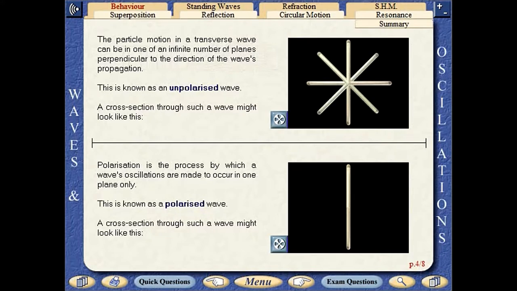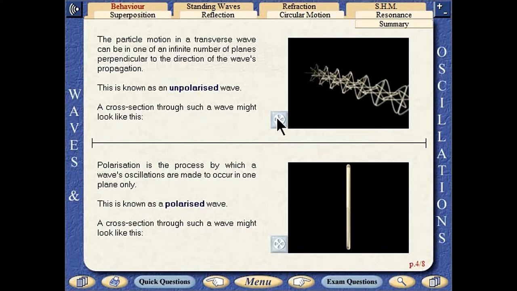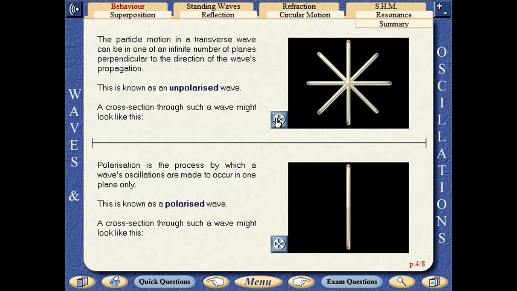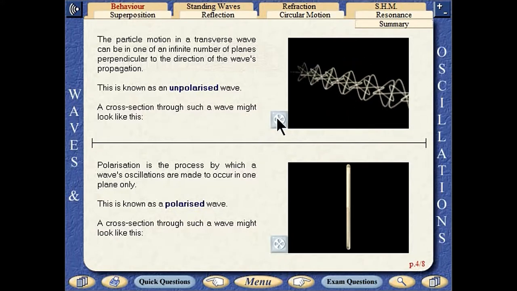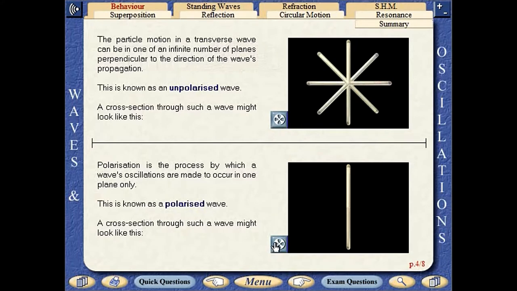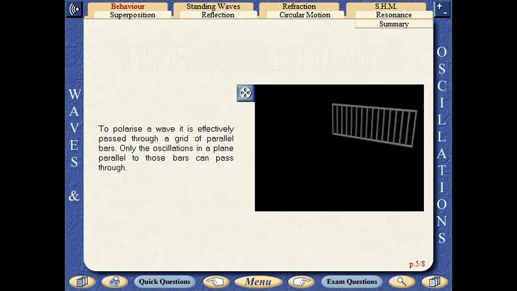The particle motion in a transverse wave can be in one of an infinite number of planes perpendicular to the direction of the wave's propagation. This is known as an unpolarized wave. Polarization is the process by which a wave's oscillations are made to occur in one plane only. In order to polarize a wave, it is effectively passed through a grid of parallel bars. Only the oscillations in a plane parallel to those bars can pass through.